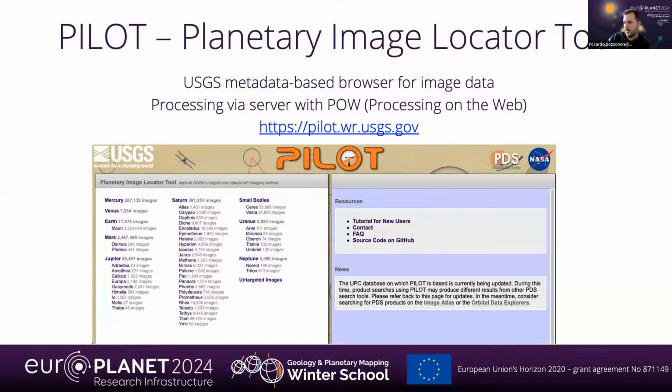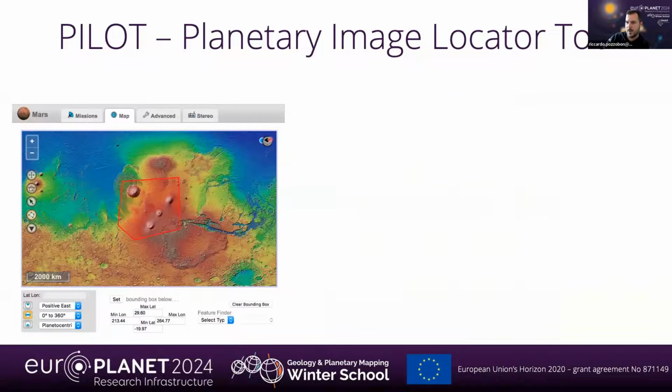And the philosophy of its functionalities is similar to the Orbital Data Explorer. You have a map-based search with different tiles. You can draw polygons. You can select features according to their name. If you want data from Olympus Mons, you can click on this drop-down menu.